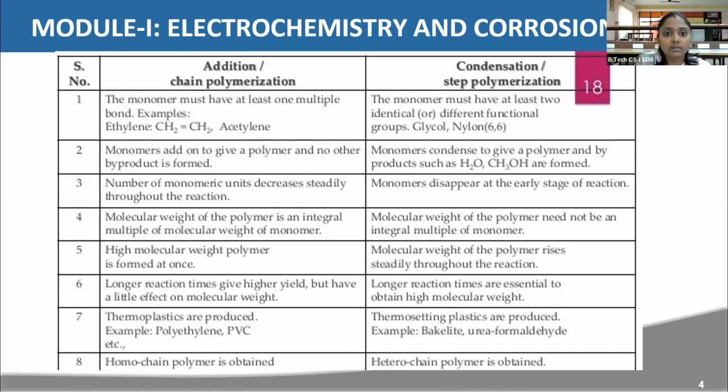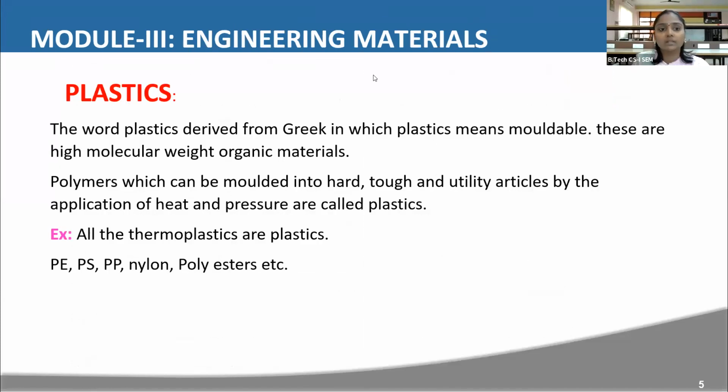The next topic is plastics. Plastics are a wide range of synthetic or semi-synthetic materials that use polymers as a main ingredient. The word plastic is derived from Greek, in which plastikos means moldable. These are high molecular weight organic materials, polymers, which can be molded into hard, tough, and useful articles by the application of heat and pressure, and are called plastics.